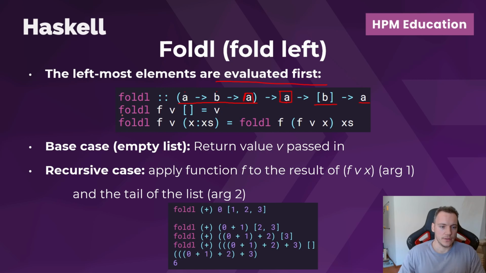Now let's look at the cases that we have defined here. So the base case is the one when we get an empty list, and same as foldr, we just return the starting value that was passed in.